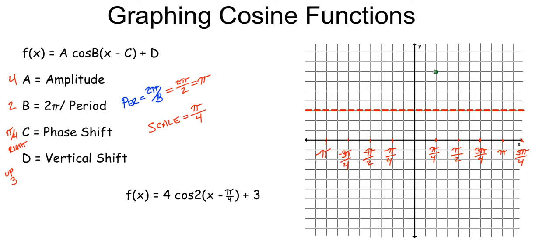Now cosine starts at the maximum and then begins to dip. So our next critical point is going to be back here at the midline. Then we're going to have a minimum, so we're going to go 4 units down, so we're going to have a point right there. And then we're going to go back to the midline, and we're going to go 4 units up right here. Okay, so our graph tends to look like this.